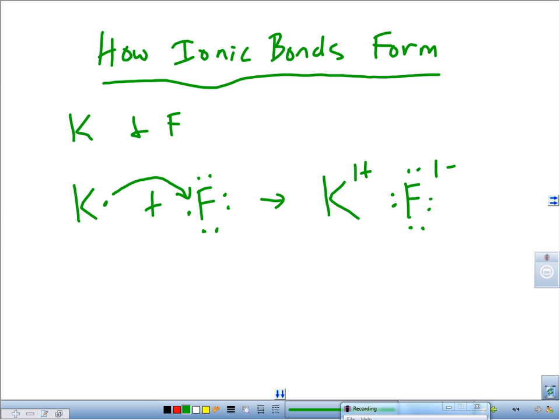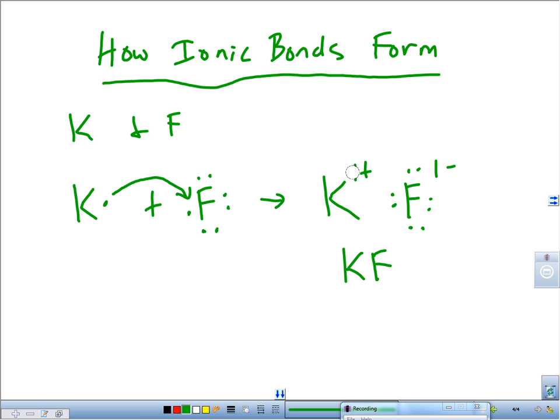All right? And if I want to get the actual formula of this compound, it would be KF. And the naming we'll come to later, but this would be potassium fluoride, how we understand it. This would be KF as the actual formula of potassium fluoride. For this right now, I'm just showing you. If I ask you how it forms, I want you to show me the electrons moving and then this.